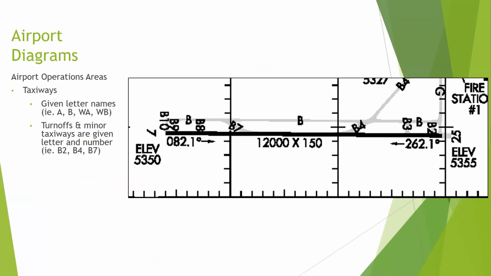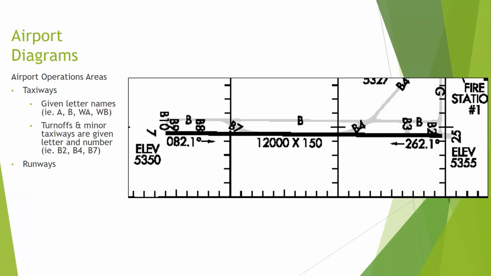Turnoffs and minor taxiways are given a letter and a number. So we saw leaving the ramp out here, we had Alpha 1, Alpha 2, Alpha 3, Alpha 4, right? Those all enter from our ramp to the Alpha taxiway. Here you've got a runway that has a parallel taxiway labeled Bravo, and all these turnoffs are numbered. Bravo 2, Bravo 3, Bravo 4. I'm not sure, I think they just do it in case they want to add it later, that's where Bravo 5 and 6 could come from. Bravo 7, Bravo 8, Bravo 9, Bravo 10. Okay. So those are your minor taxiways that branch off. They're going to branch off of a taxiway with the same letter.